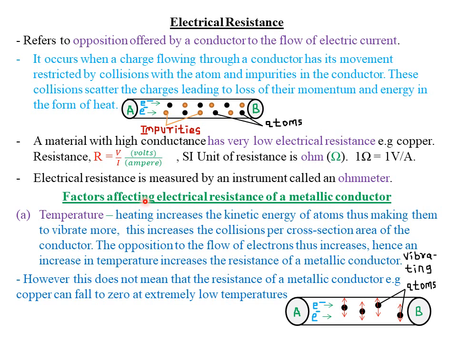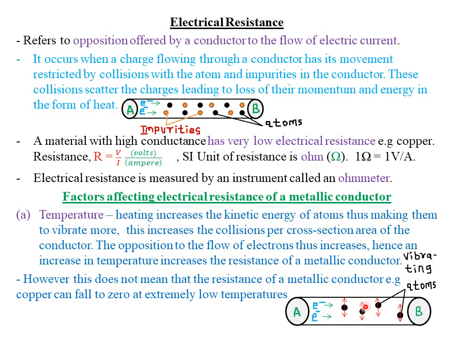Then we have a few factors which affect the electrical resistance of a metallic conductor. The first factor is temperature. Remember that when you heat a substance, that simply means that its temperature will increase. Therefore, if you increase the temperature of a substance, this increases the kinetic energy of the atoms within that conductor, making those atoms vibrate more. The vibration increases the collisions per cross-sectional area of the conductor, hence the opposition to the flow of electrons increases, and hence an increase in temperature will always increase the resistance of a metallic conductor.